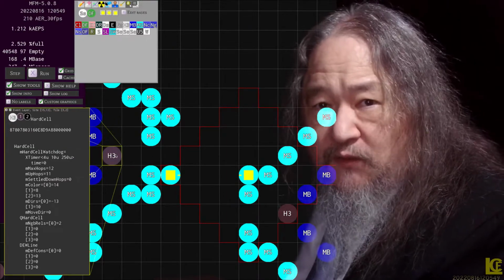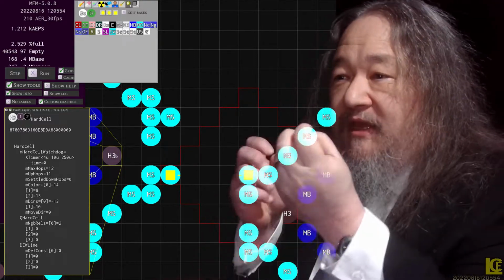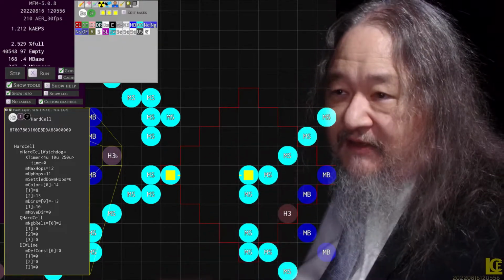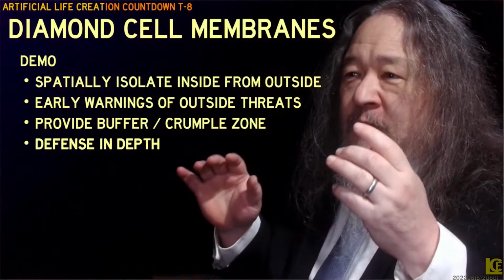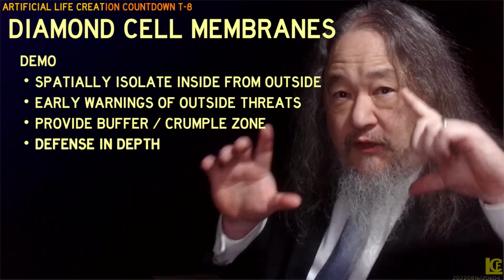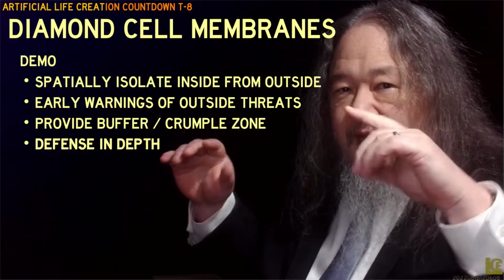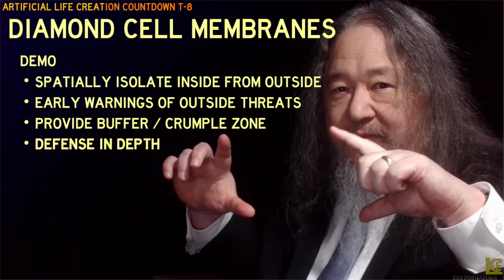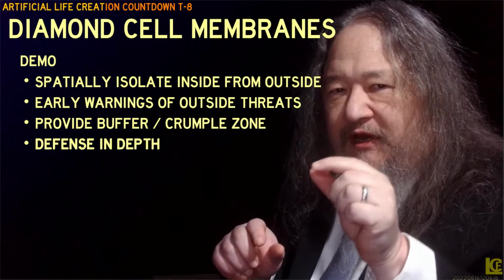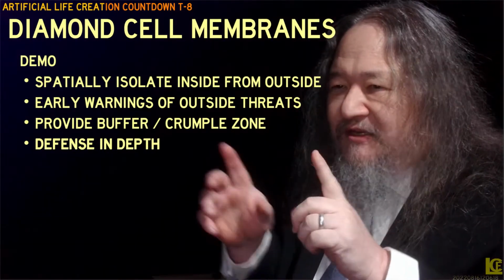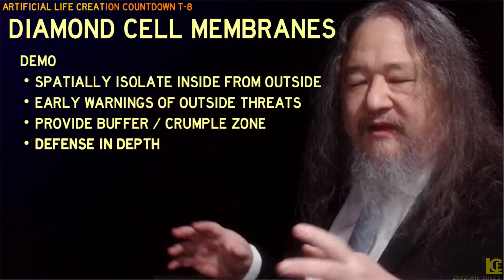It's 12 sites away from the nearest HC3 of the other cell, but yet they have detection, they have contact, and in fact the other cell had already seen what's going on. So the diamond cell membrane that goes around the outside does all of these things for us. Number one, it helps spatially isolate the inside of the diamond cell from the outside, to let each guy know. The HC3 atoms themselves know which direction they're going based on the neighbors that look downhill. We've talked about that before.